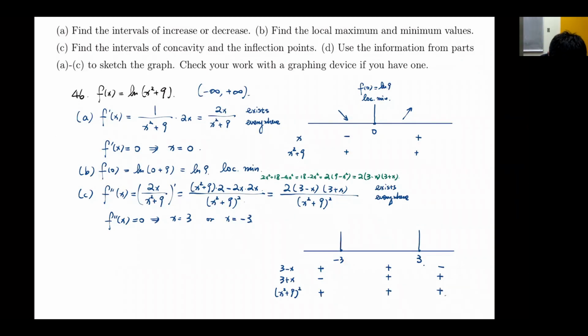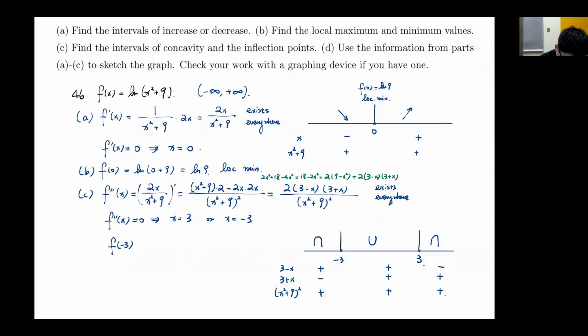Okay, so from this analysis, we see that the function is concave downward in the first interval, upward in the second, and downward in the third. So that will answer the first part of part C. And also we need to know the inflection points. In order to do that, we need to compute f of minus 3 and f of positive 3.